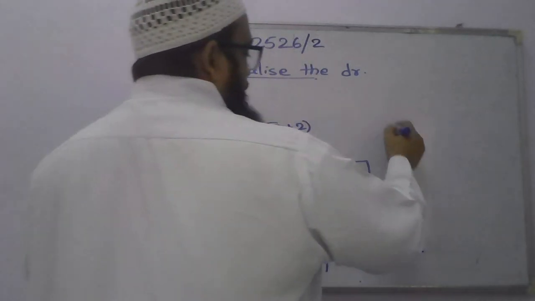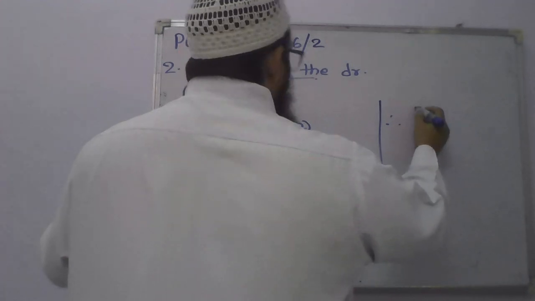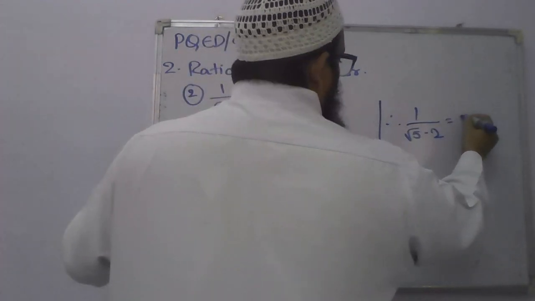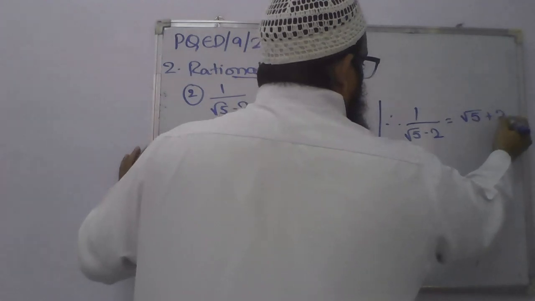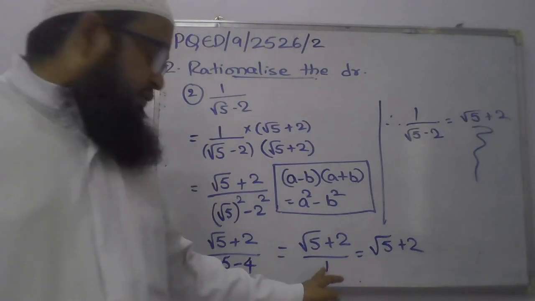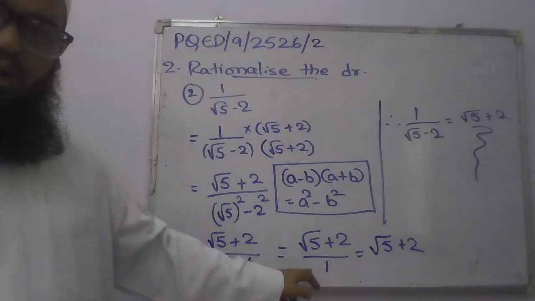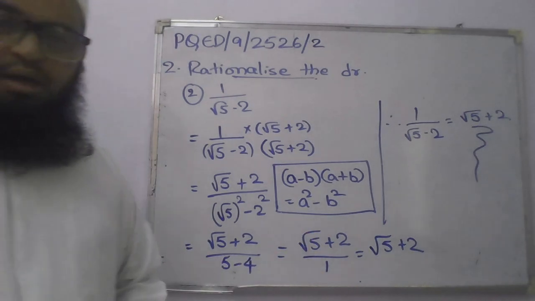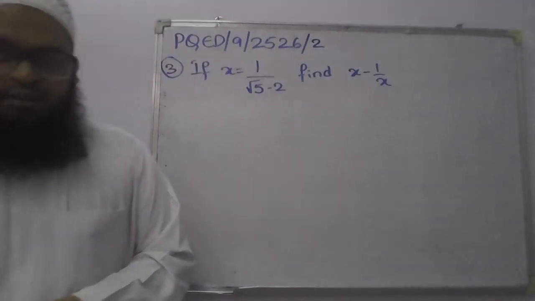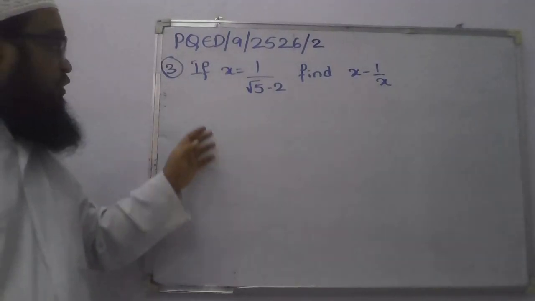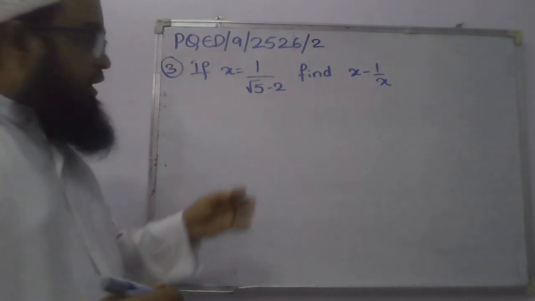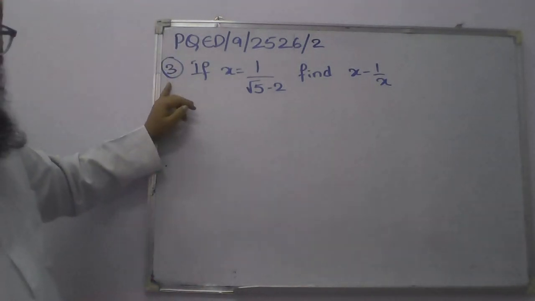So how do you write the answer? Therefore, 1 by (root 5 minus 2) will be root 5 plus 2. I hope it is clear. Understood? Students, every time you will not get 1, so please make sure to think and write the answer. Yes, students, so let us continue. PQAD of grade 9, second PQAD. And let us see the third problem.